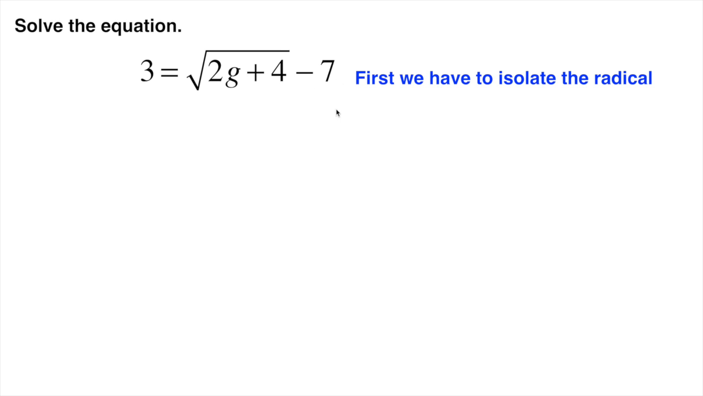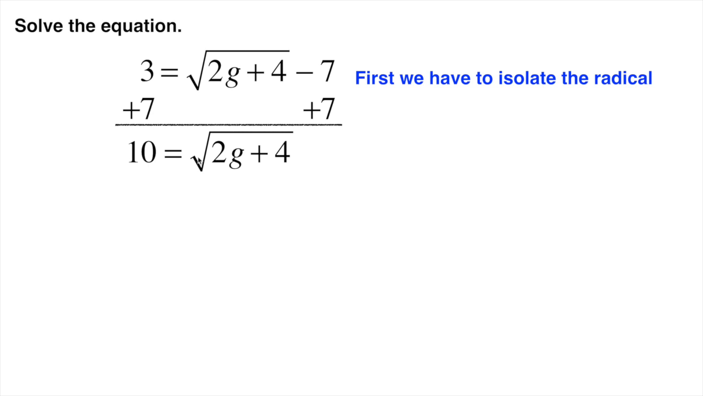What we do to one side of the equation, we have to do to the other side of the equation. So now I'm going to add 7 to both sides. If I add 7 to both sides, I end up with 10 equals the square root of 2g plus 4. Now we've isolated this. That's the first step.